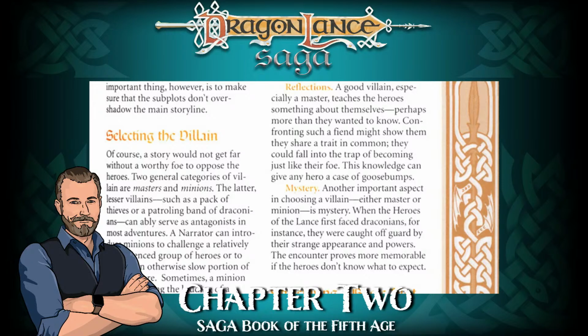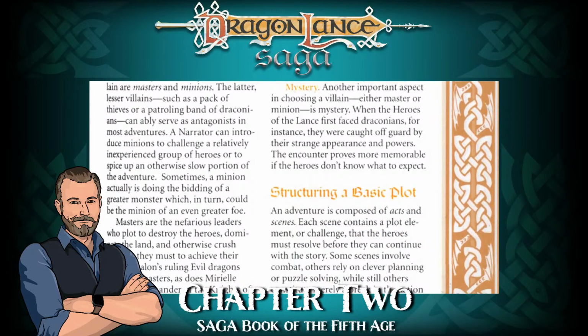Mystery. Another important aspect in choosing a villain, either master or minion, is mystery. When the heroes of the Lance first faced Draconians, for instance, they were caught off guard by their strange appearance and powers. The encounter proves more memorable if the heroes don't know what to expect.